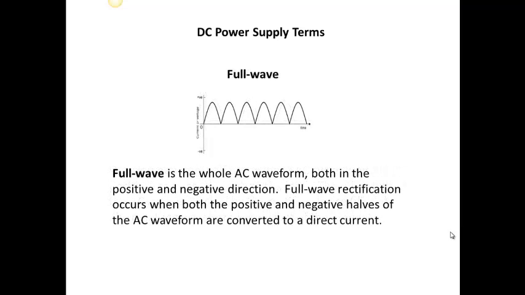If we use a center tap transformer or 4 diodes, then we can get full wave. And so the negative of that waveform, of the AC waveform, has been turned into a positive, and we've got both halves through as positive waveforms, full wave.